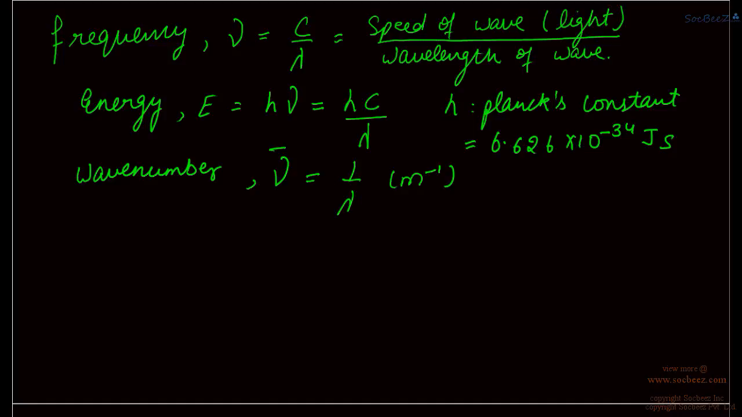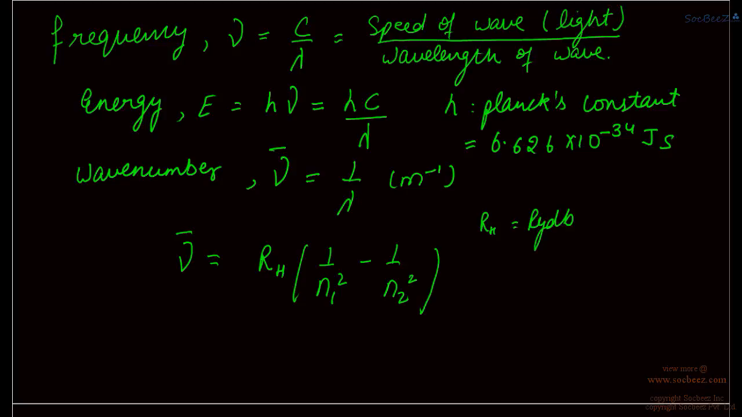Now the wave number of any line of the hydrogen atom can be represented as a difference of two terms by the formula: wave number equals RH into 1 upon N1 square minus 1 upon N2 square. We will come to this formula later. RH is known as Rydberg's constant, and N2 and N1 are integers, where N2 is greater than N1, which is greater than 0.